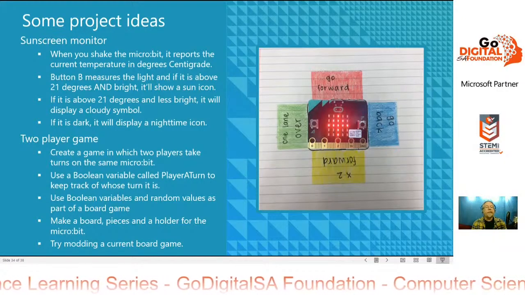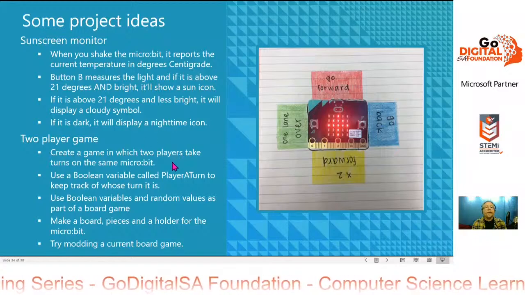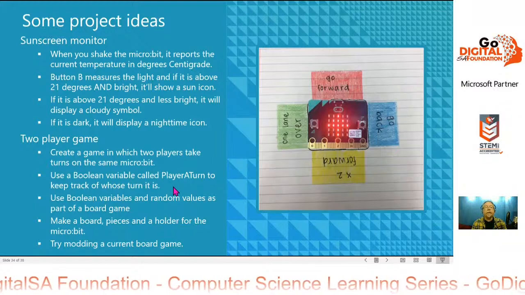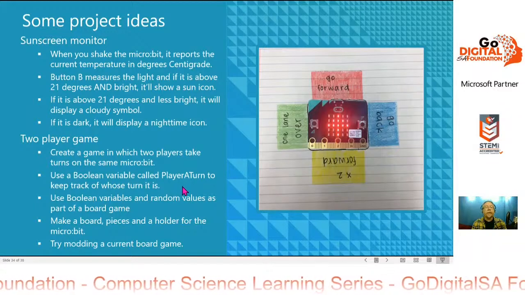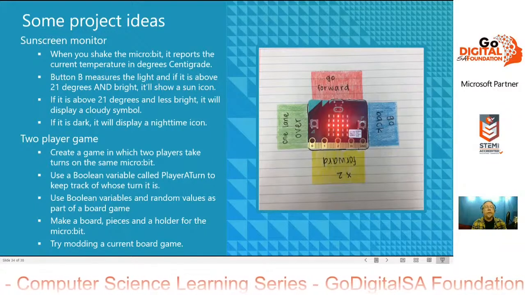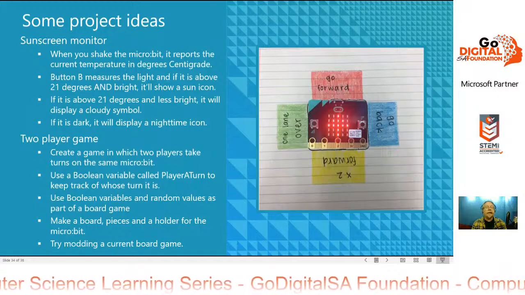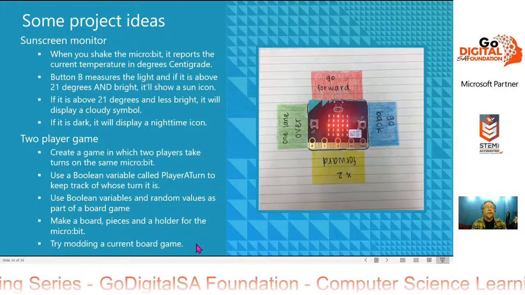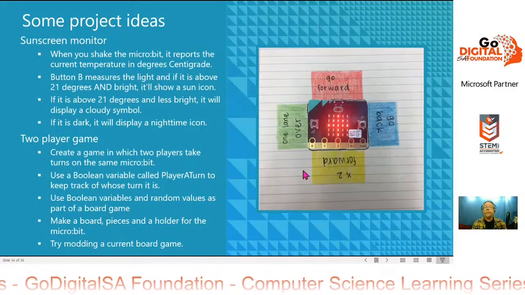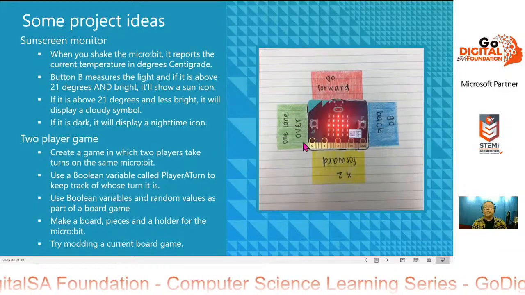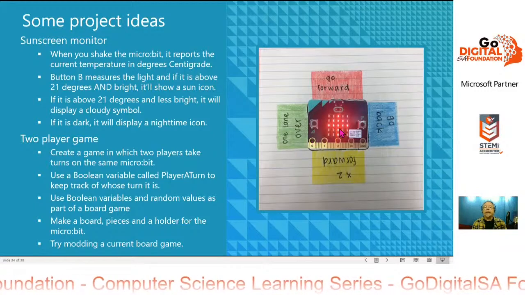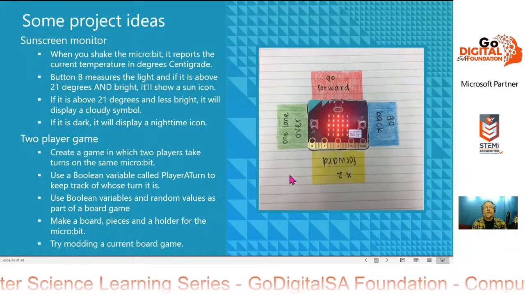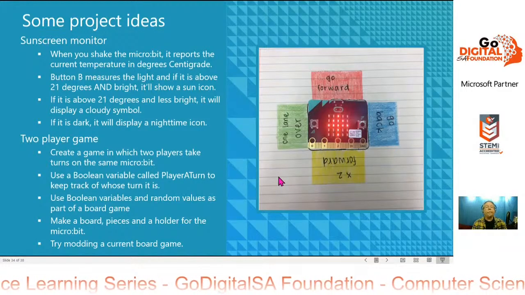And another idea, two-player game. Create a game in which two players take turns on the same microbit. Use a Boolean variable called player A turn to keep track of whose turn it is. Use Boolean variables and random values as part of a board game. Make a board, pieces, and a holder for the microbit, and try modding a current board game. Okay, so here somebody's created a board game using the microbit, and so you can come up with your own board game.